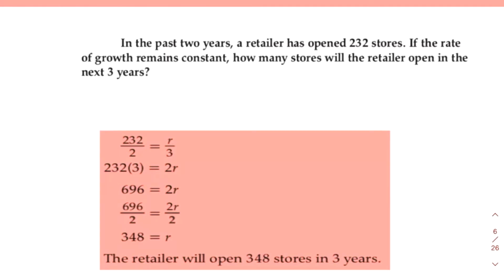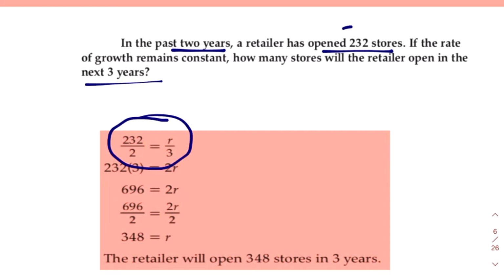Here's another question. In the past 2 years, a retailer has opened 232 stores. This is in 2 years. If the rate of growth remains constant, how many stores will the retailer open in the next 3 years? So you use ratios. This is how you start.